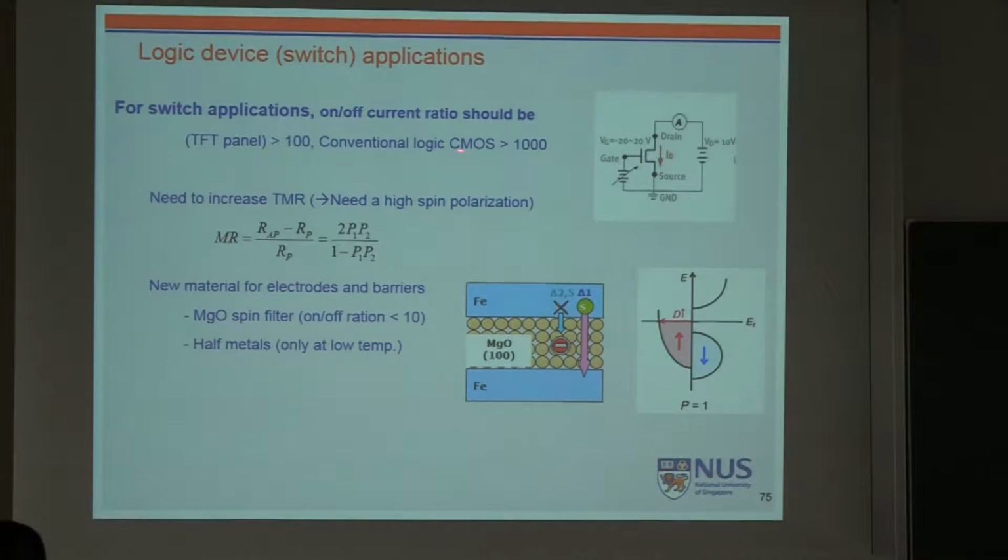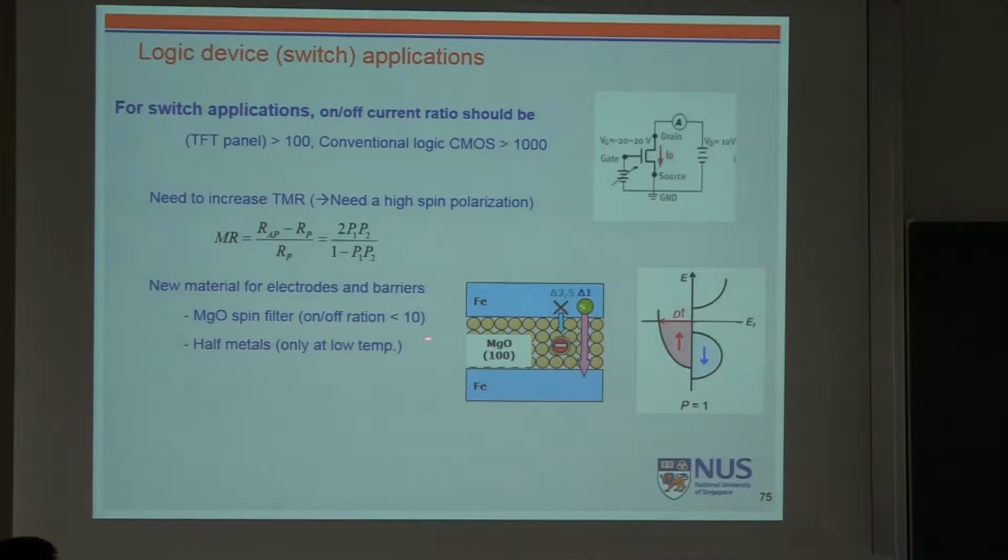Conventional logic devices require an on-off ratio of more than 1,000. Ideally, it should be about a million for great transistor operation. But if you look at our spintronic device, like in this copper ion and MgO system, the on-off ratio is less than 10. Okay, and when we talk about TMR of 100%, the on-off ratio is basically 1.